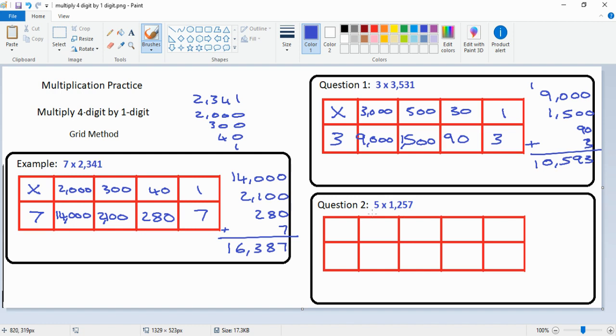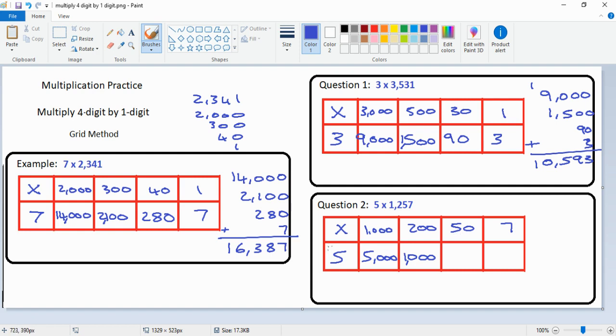Now question 2. 5 times 1,257. Get the little multiplication, the 5 here. Break up the 1,257 into 1,000, 2 hundreds, 5 tens, which is 50, 7 ones. 5 multiplied by 1,000. Well, 5 multiplied by 1 is 5. And then I have 1, 2, 3 zeros to add. 5 multiplied by 2 is 10. I ignored the 2 zeros. I've got to bring them back in now. It's 1,000. And I'll put a little comma between the hundreds and the thousands.